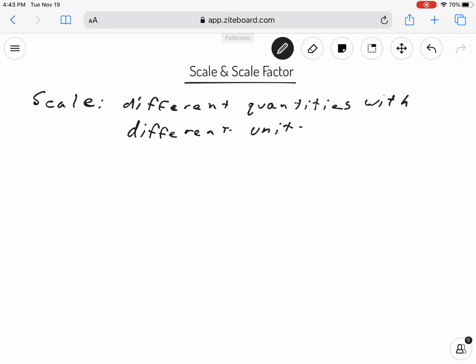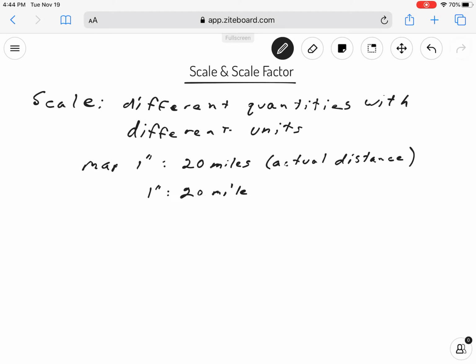So for example, a map. And a map often would say I have 1 inch on the map represents maybe 20 miles in actual distance. Okay, so my scale then is 1 inch to 20 miles.